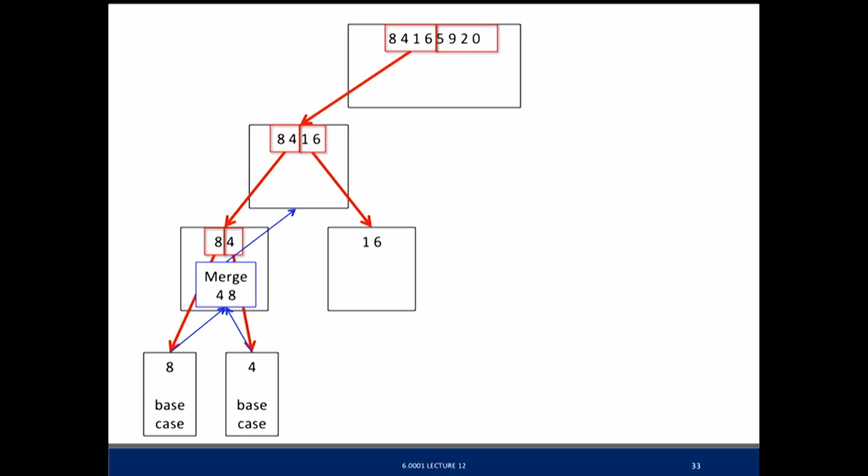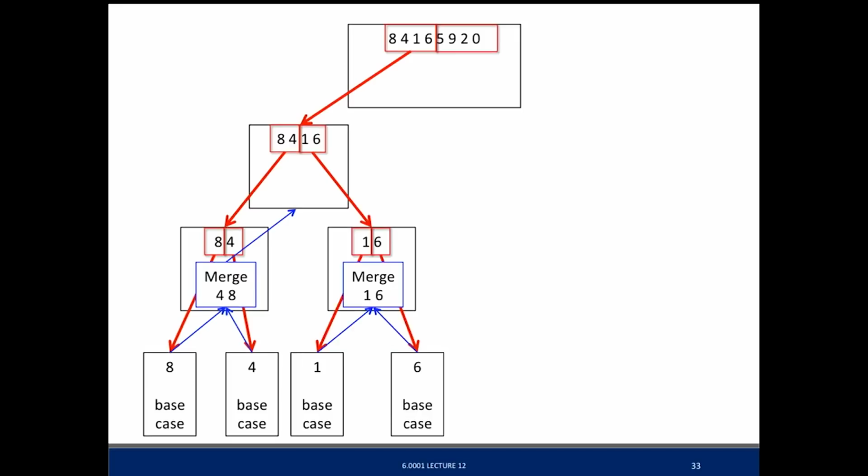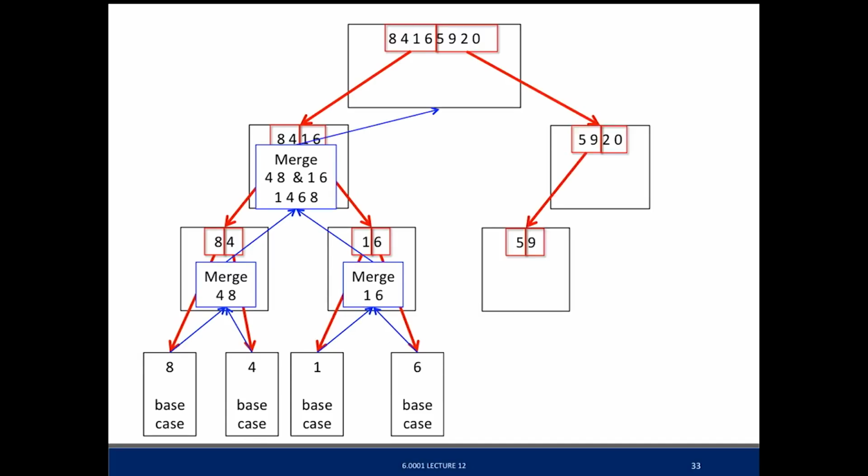Pass it back up. Take the second piece, split it until I get down to base cases, do the merge, which is nice and linear, pass that back up. Having done those two pieces, I do one more merge. And I do the same thing.